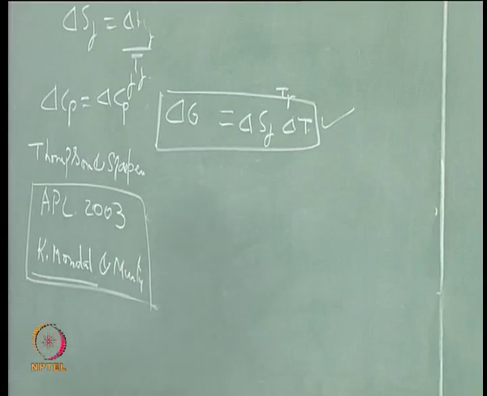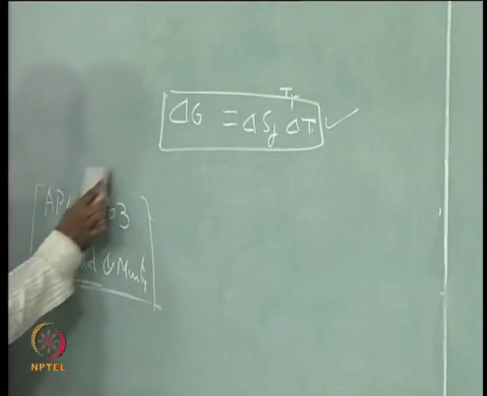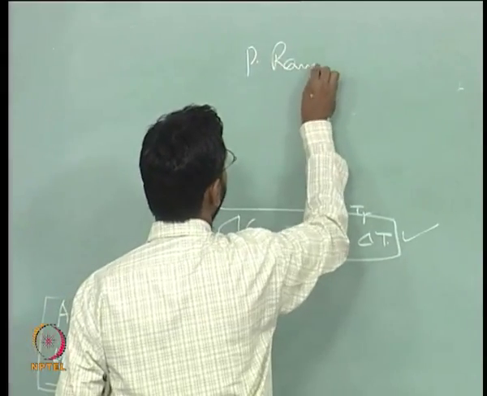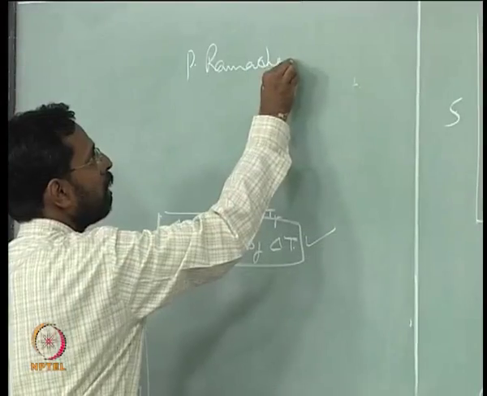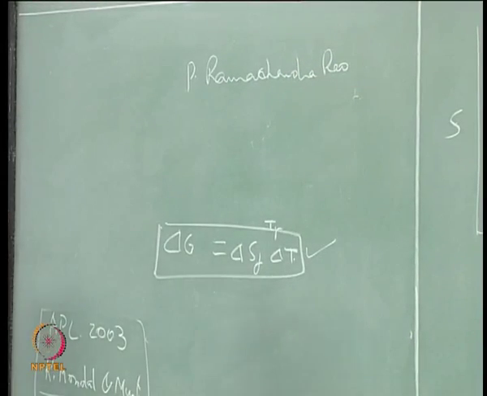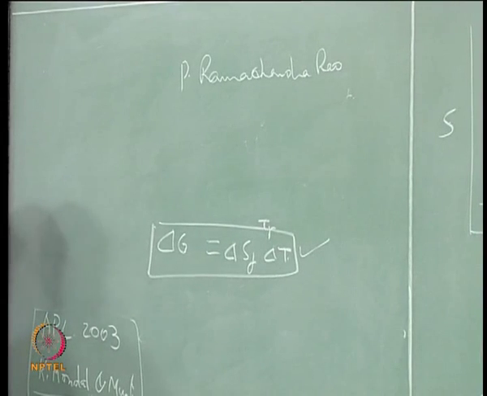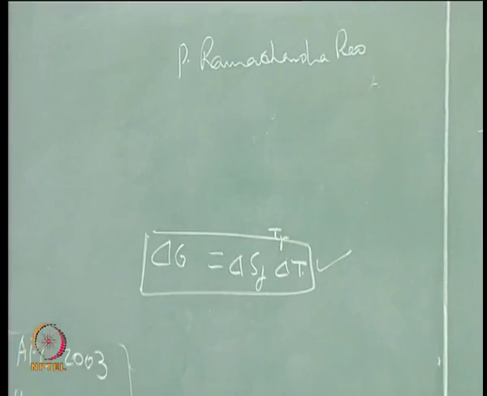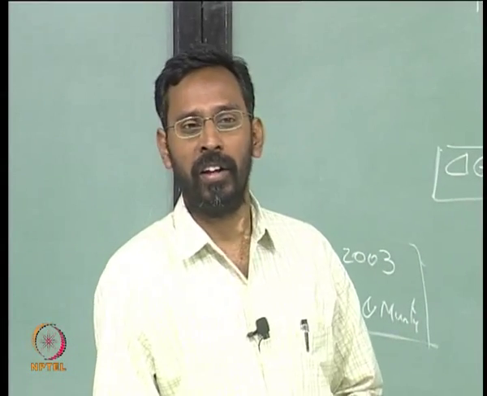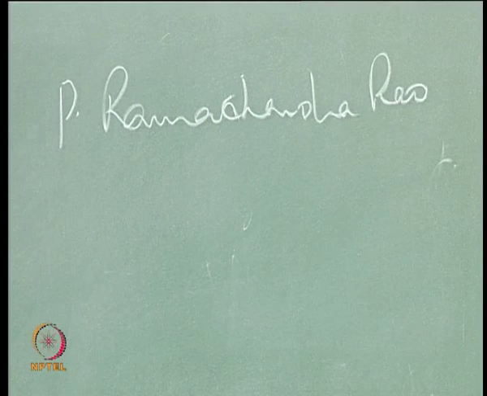In fact, I should also tell you that in this connection there is a professor by the name of Professor P. Ramachandra Rao. How many of you have heard of him? Anybody? Yeah. Who is this man? He was a former vice chancellor of BHU. He did a lot of work on undercooling, undercooled melts, and he has 2 theories credited to him on the same thing.